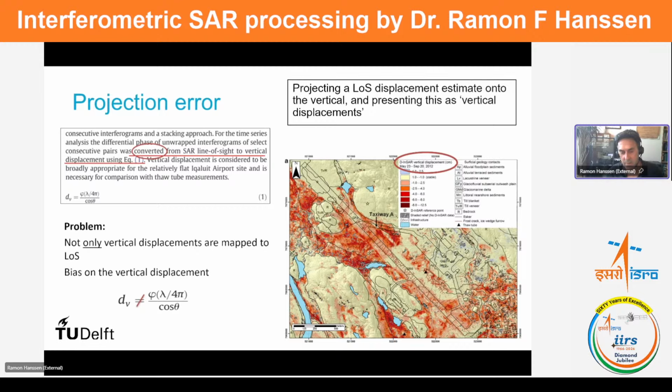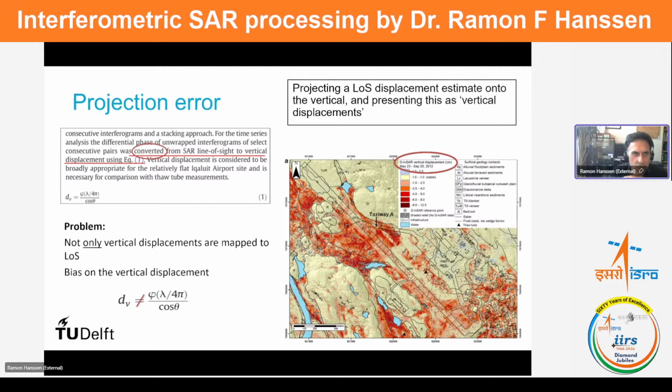It would be the same if we would know by some reason that there cannot be any horizontal motion, or if we explicitly say, well, we assume that there is no horizontal motion, then the projected displacement and the vertical displacement would be the same. But in general, you cannot say that. And I think it's important to keep that in mind with studies. So this is a projection error.